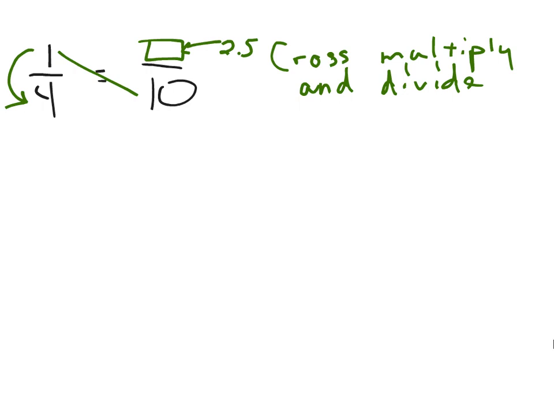So let's look at another example. Again, applying cross multiply and divide. 2/7 equals blank over 38. Now this is actually going to prove to be a decimal. It's not going to be a whole number. So again, we can cross multiply. 38 times 2.